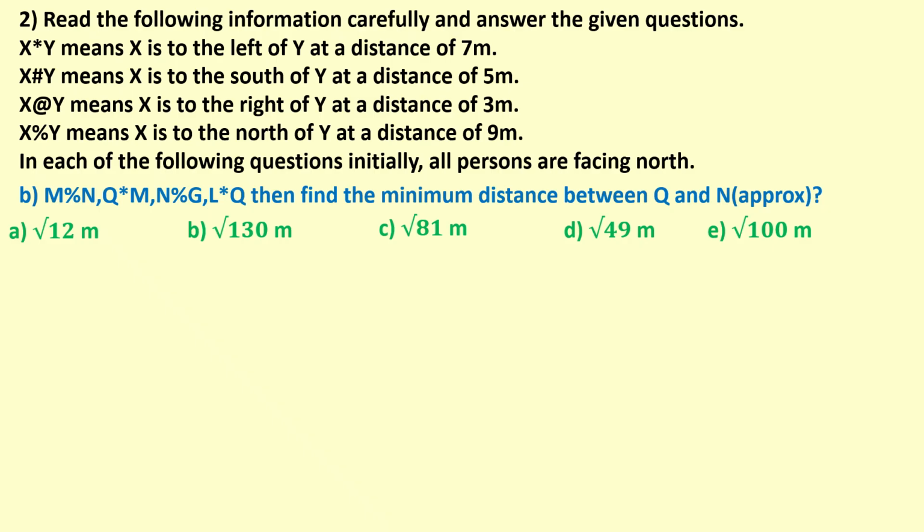Same question, the second question under that. This is the expression given to you. Find the minimum distance between Q and N approximately, they have said. So your timer starts now. I draw the diagram because it's the same diagram, correct? No, it will not be the same diagram. My bad. The expression is different, right? Minimum distance means the shortest distance you need to find out.